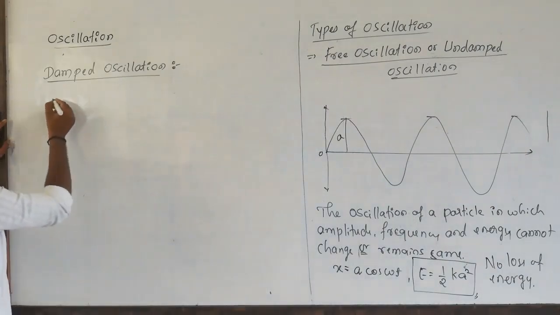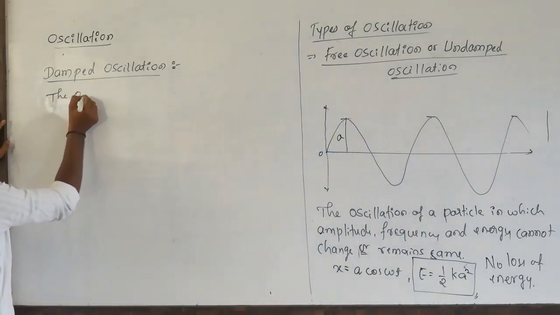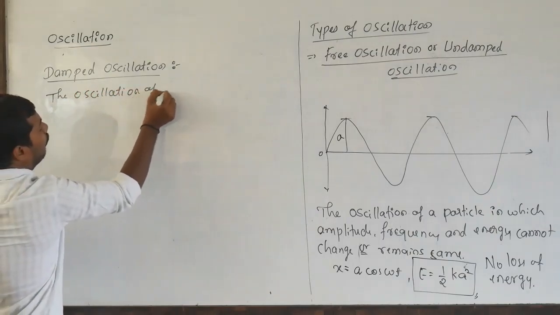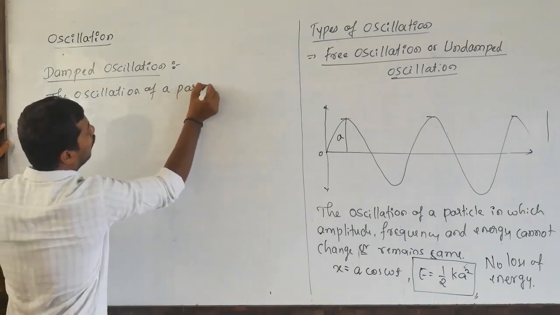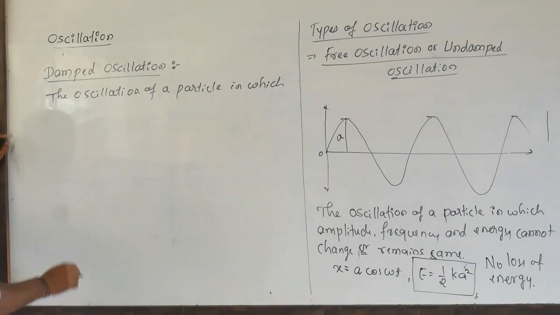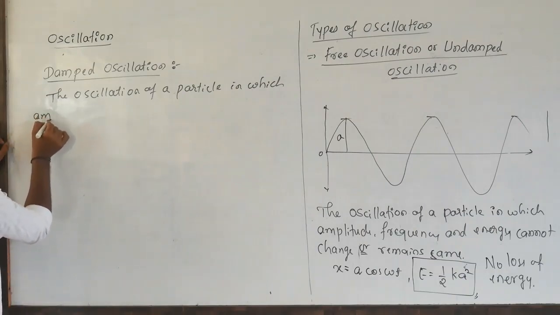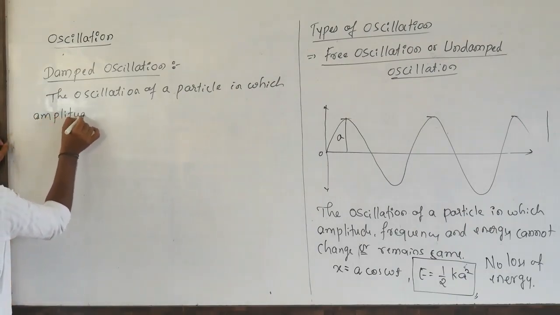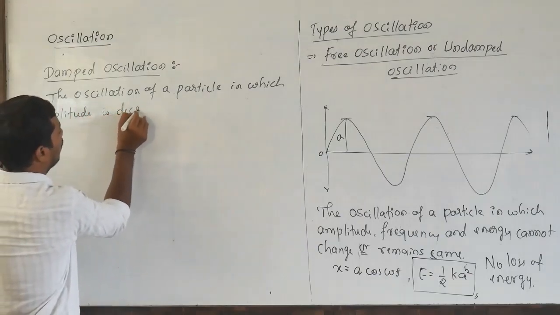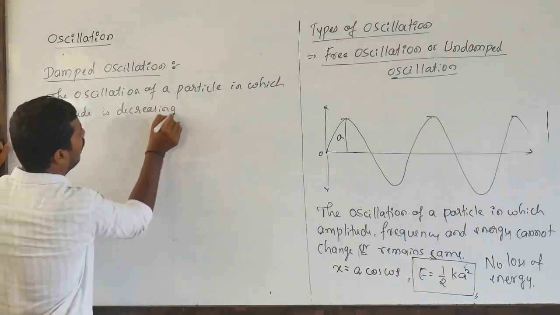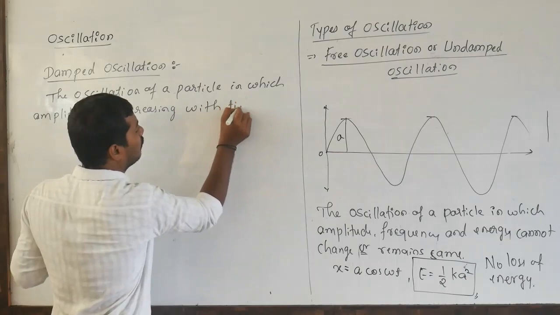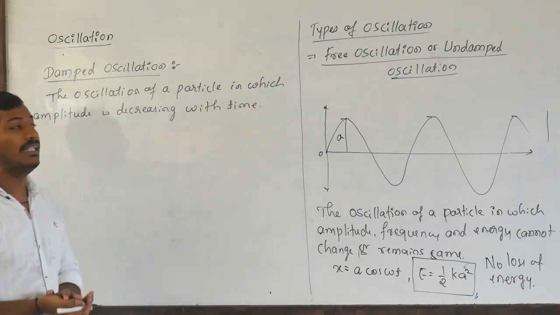Now, the oscillation of a body, the oscillation of a particle in which the amplitude is decreasing with time. That point is very important here.